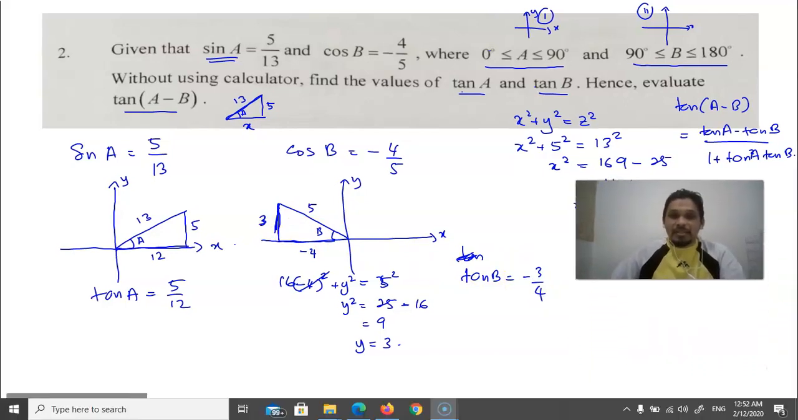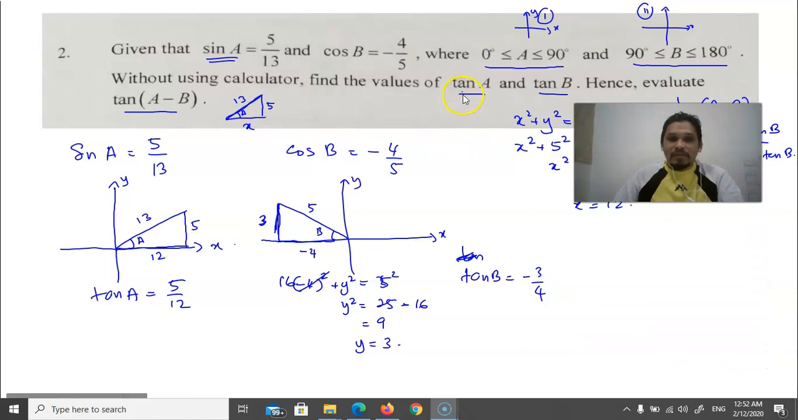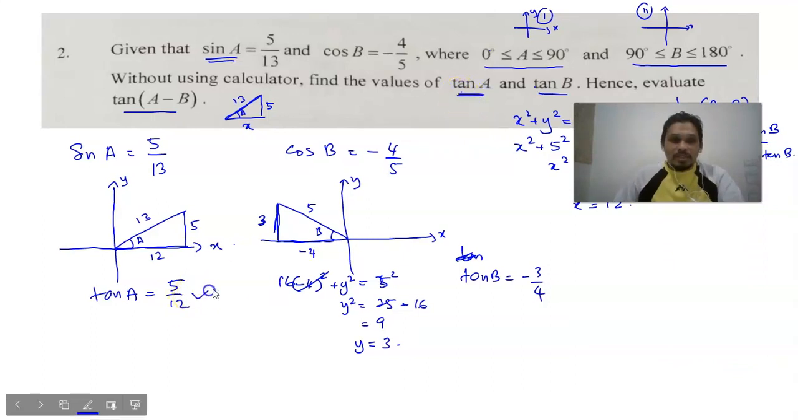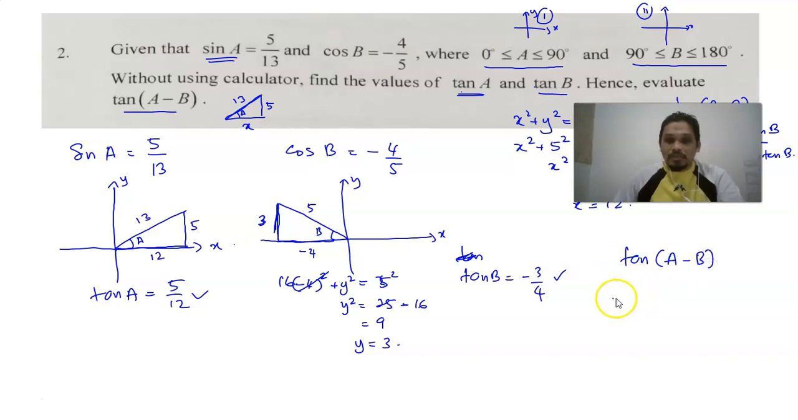Okay, so let's take a look at the question again. Find the values of tangent A, so tangent A is here, and tangent B. Now evaluate tangent A minus B, which is tangent A minus tangent B divided by 1 plus tangent A tangent B.